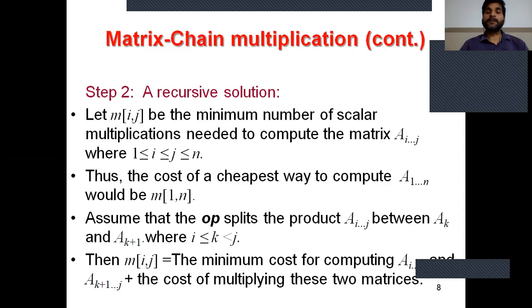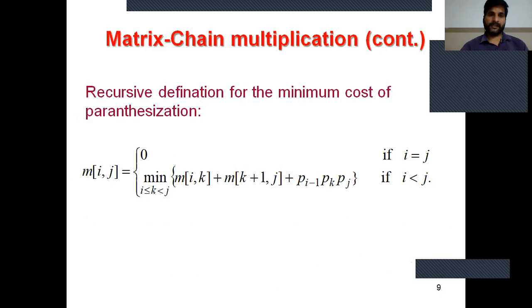Assume that the optimal parenthesization splits the product Ai..j between Ak and Ak+1, where i is less than or equal to k less than j. Then m[i, j] is the minimum cost of computing Ai..k and Ak+1..j plus the cost of multiplying the two matrices. So the recursive definition of the minimum cost is: 0 if i equals j, and otherwise m[i, j] is the minimum over k, with i less than or equal to k less than j, of m[i, k] plus m[k+1, j] plus p(i-1) p(k) p(j). This is the minimum cost of parenthesization.